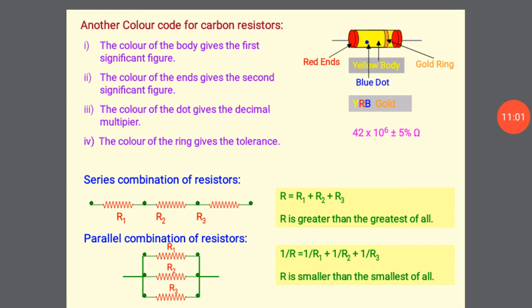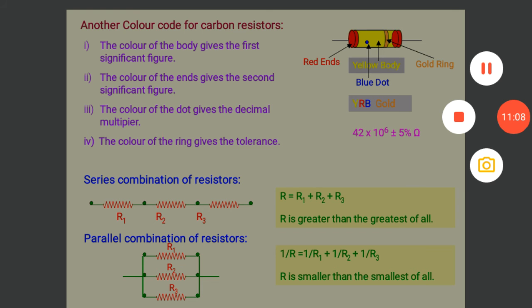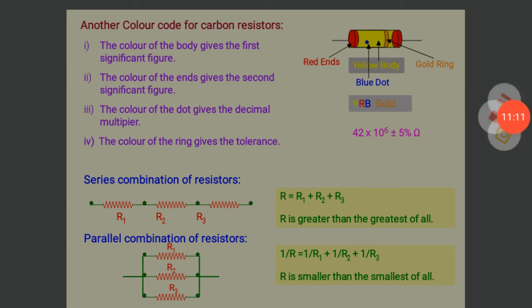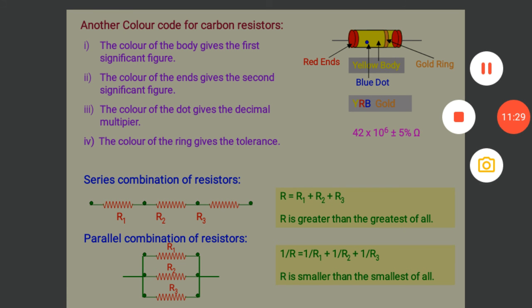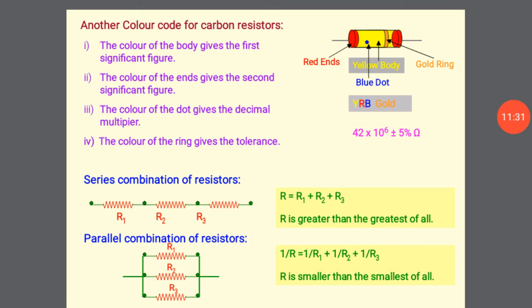Now our next discussion is about series combination and parallel combination. In series combination, the equivalent resistance will be equal to the sum of individual resistances, and in parallel combination the reciprocal of equivalent resistance is equal to the sum of reciprocals of individual resistances.